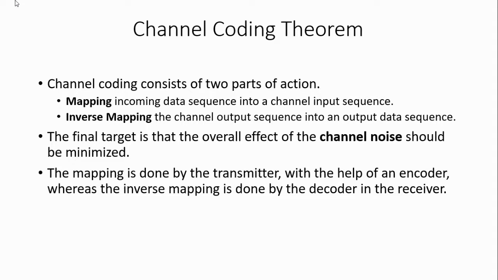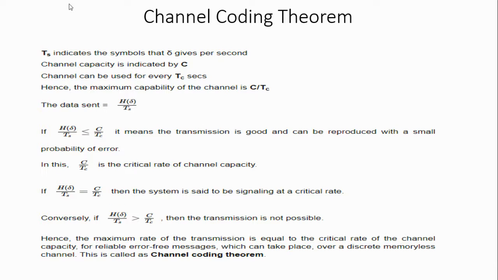Channel coding theorem. The channel coding theorem consists of two parts of action. One is mapping and another one is inverse mapping. In mapping, the incoming data sequence is converted into a channel input sequence. In inverse mapping, the channel output sequence is converted into an output data sequence. The final target is that the overall effect of channel noise should be minimized. The mapping is done by the transmitter with the help of the encoder, whereas inverse mapping is done by the decoder at the receiver. This is the channel coding theorem.